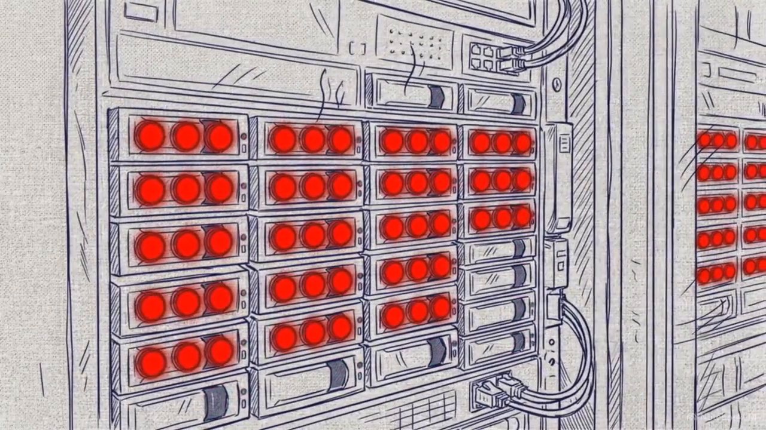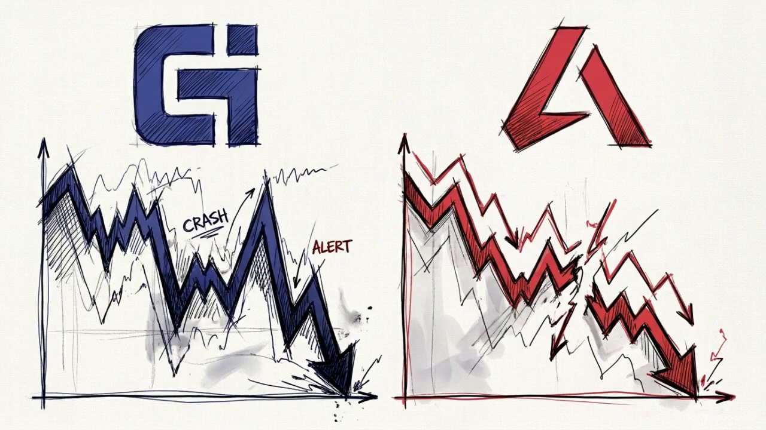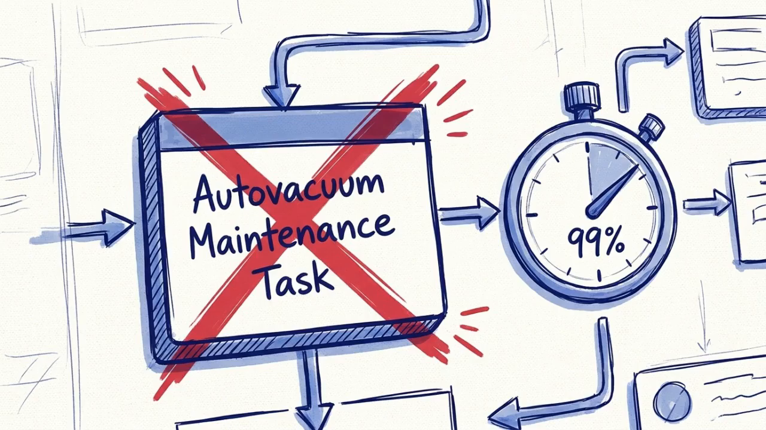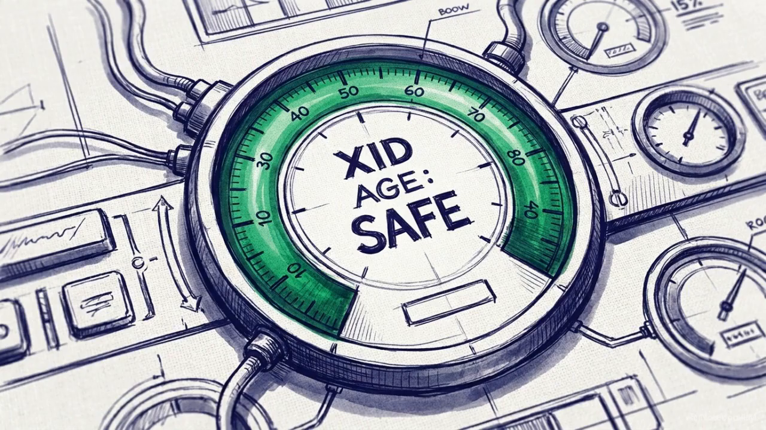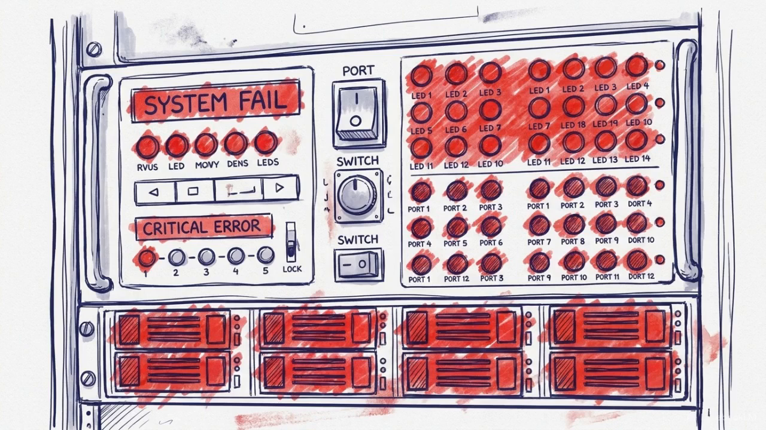This isn't just a theory. Companies like Sentry and GitLab have faced total production outages because their databases hit this exact 2 billion transaction cliff before their maintenance tasks could finish. Monitoring the age of your transactions is the only way to ensure your database stays online. If you don't clear out those old IDs, the entire system eventually stops.